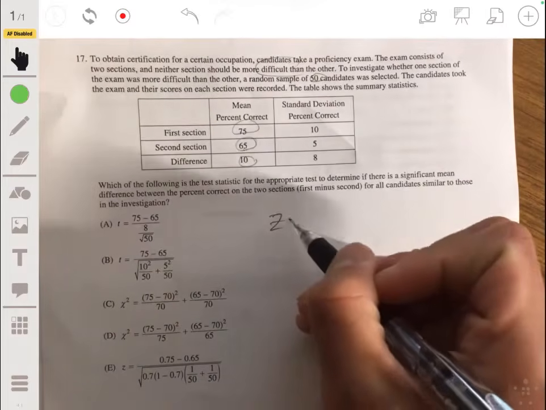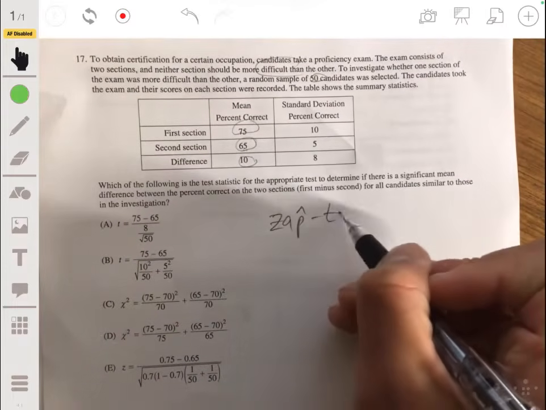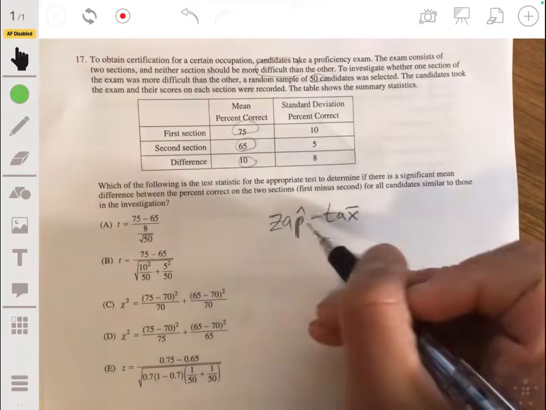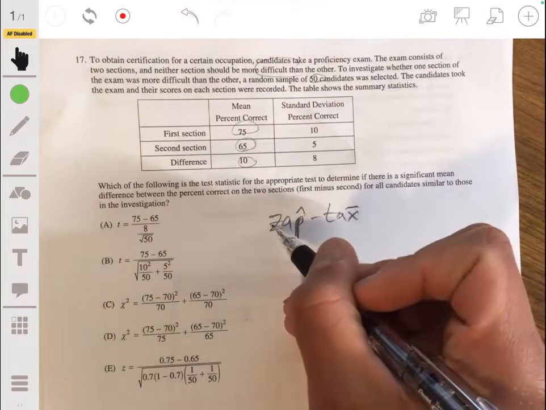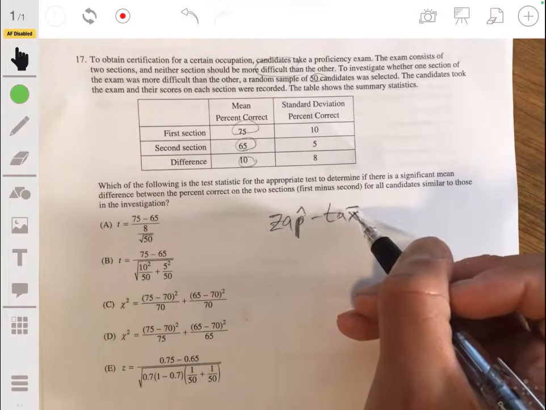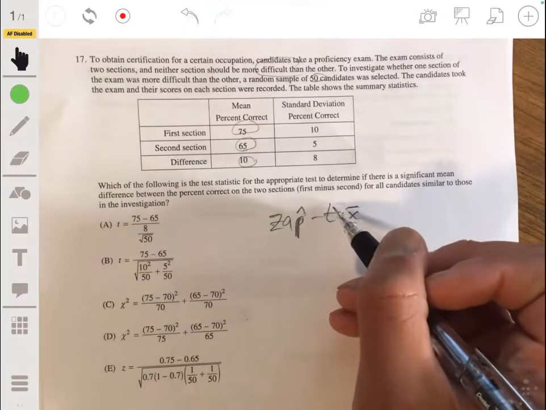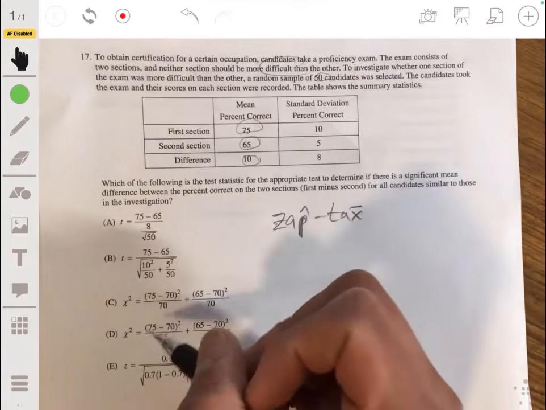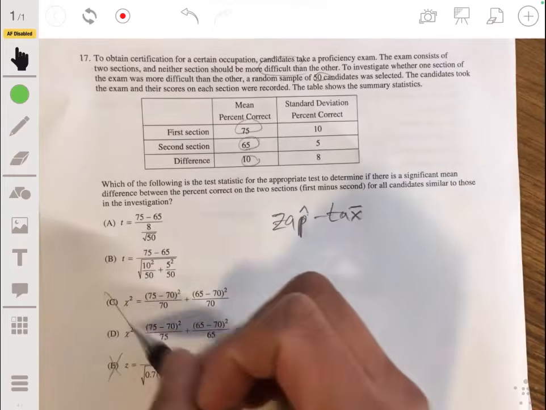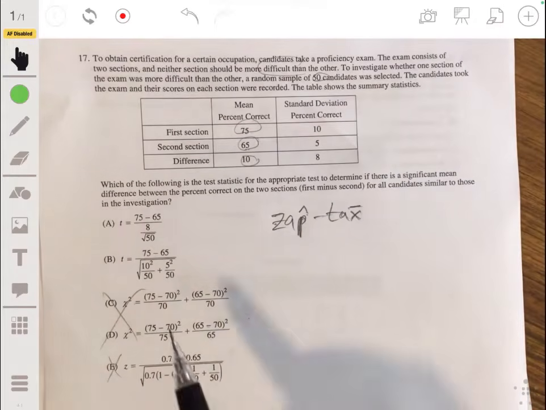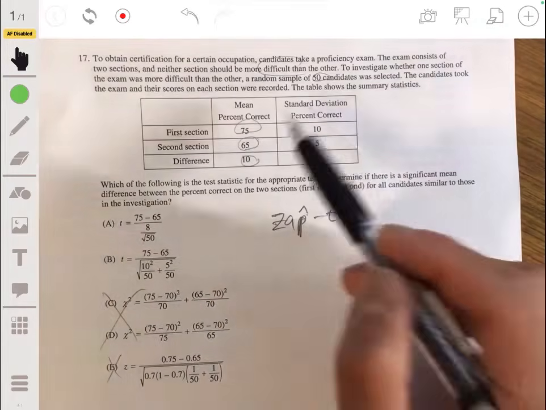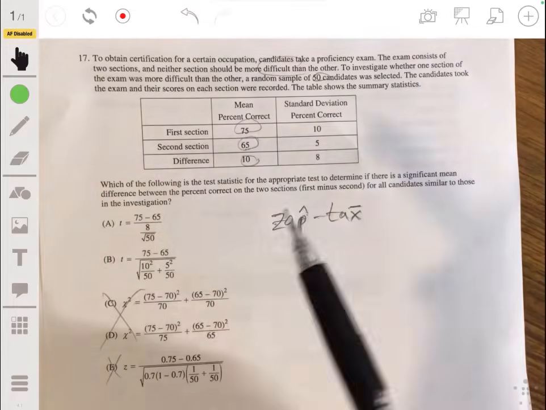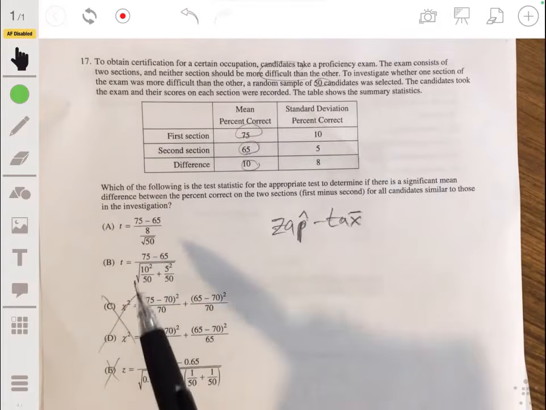So if you remember this acronym, ZAPTAX, this helps you remember that when you're doing a test dealing with proportions, you're going to use a z-test. When you're doing a test dealing with sample means, you're going to do a t-test. So we know it's going to be some sort of a t-test. So it's not going to be E, and it's not going to be C or D, because these are chi-squared tests, and this is when you have categorical variables, and here we have quantitative variables. We have these values of mean. So the key is to figure out whether it's A or B.